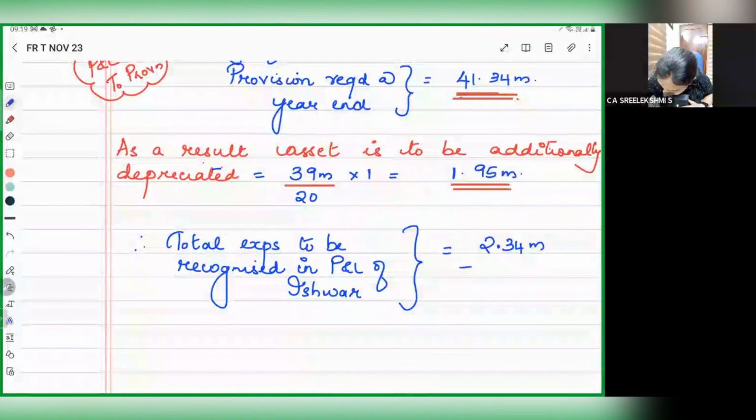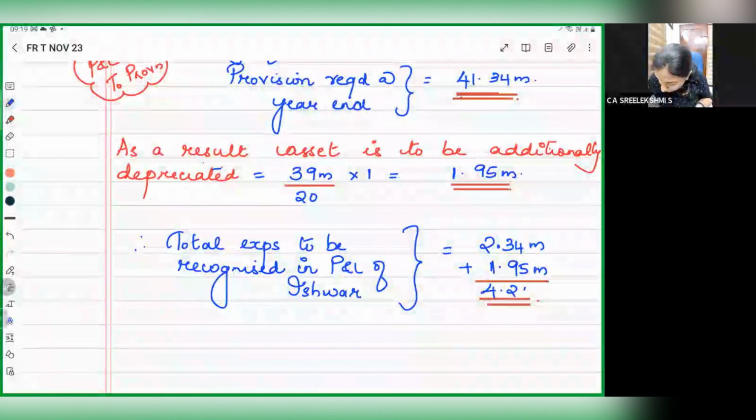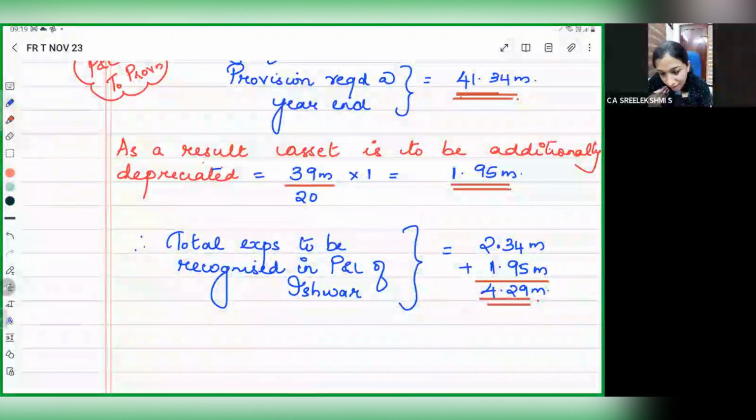2.34 million plus 1.95 million should have come as expense in the books. 2.34 million plus 1.95 million, 4.29 million, should have been the expense in the books of Ishwar, the acquirer holding company. What is this 2.34? Unwinding of liability and depreciation of asset, total 4.29 million. Expense should have been 4.29 million, okay.